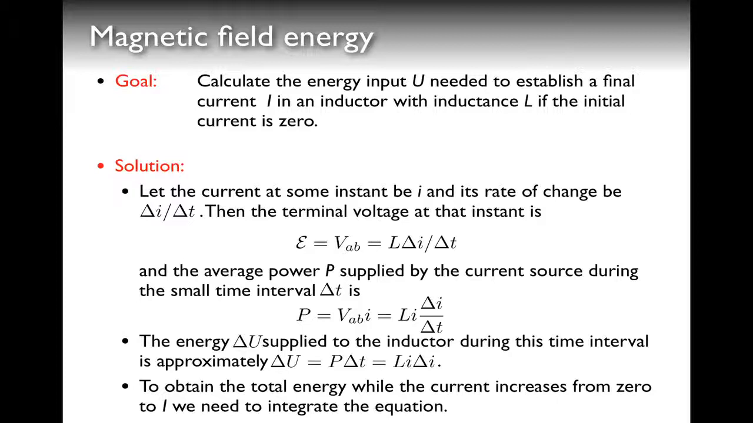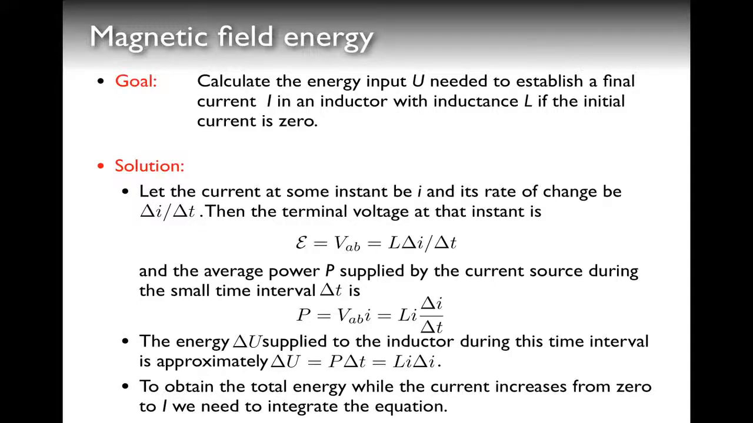Now the energy delta U that is supplied during this time interval is approximately P times delta t, which if we plug everything in is going to be L i di. So again, we start off with the EMF, which is L di/dt. We calculate the power, which is the voltage times the current. We plug everything in. The energy needed to increase the current by a little amount di is delta U, which is power times delta t, which is L i di.